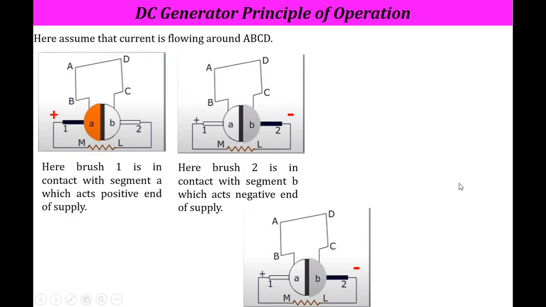So therefore, we always know that current flows from positive to negative. So the direction will be like this, that is from brush 1 to the A portion of the slip ring, then from B to A to D, D to C. After that, at C, it will reach the B portion of the slip ring, then it will reach brush 2 and then it will travel likewise. So the direction of the current is from L to M, if you observe here.